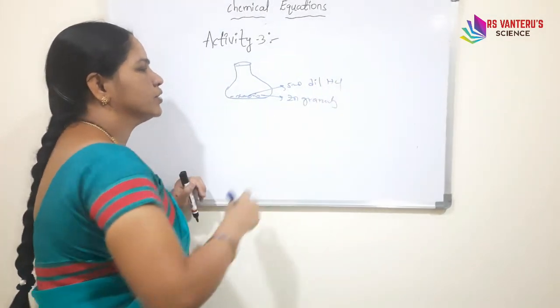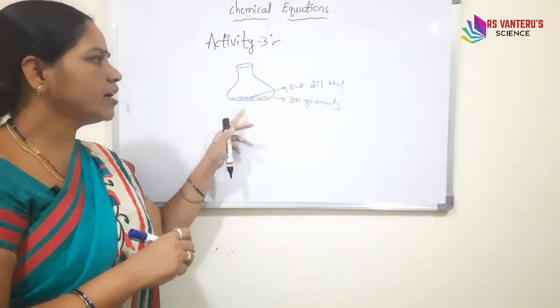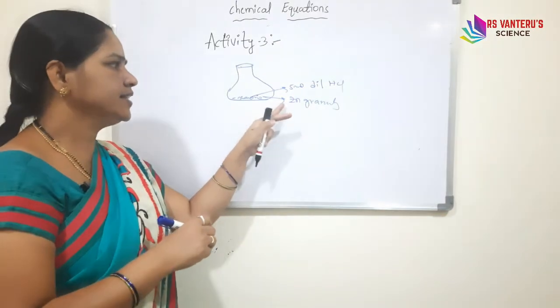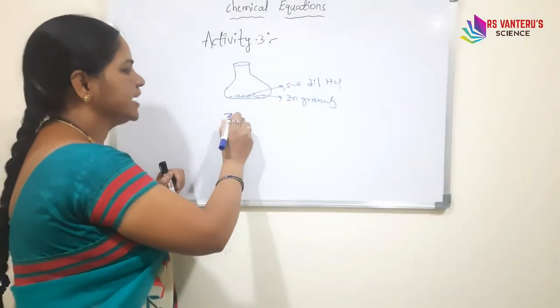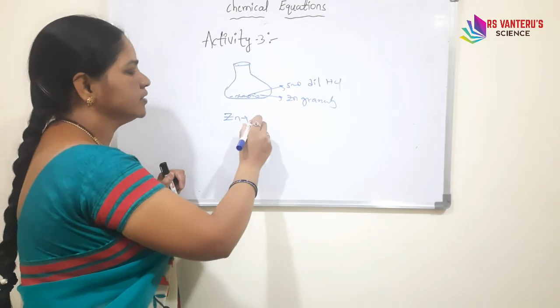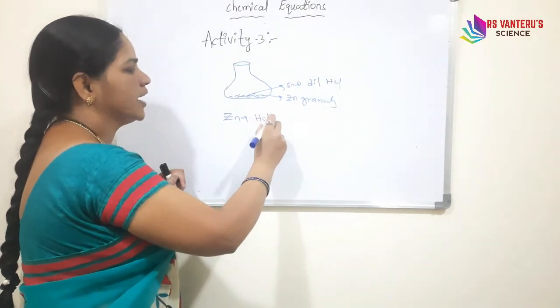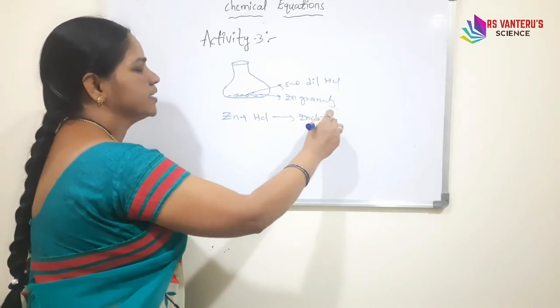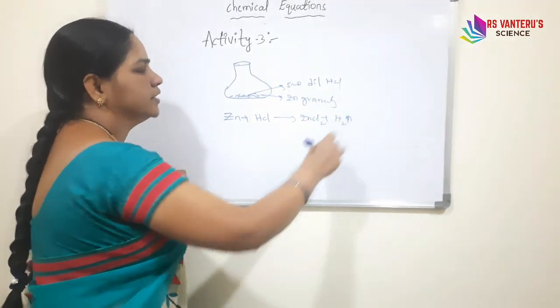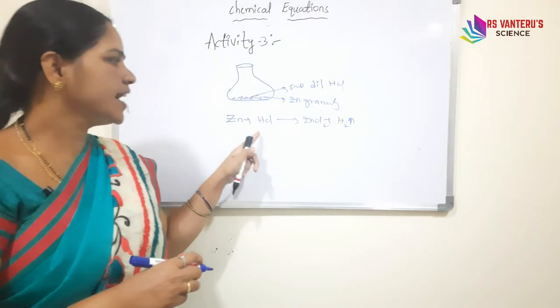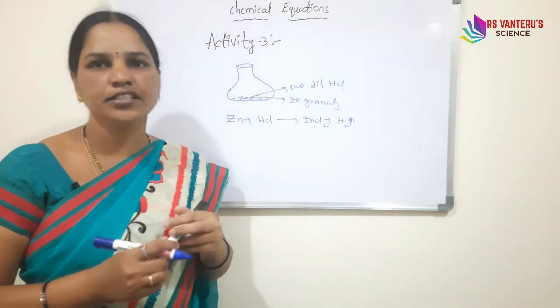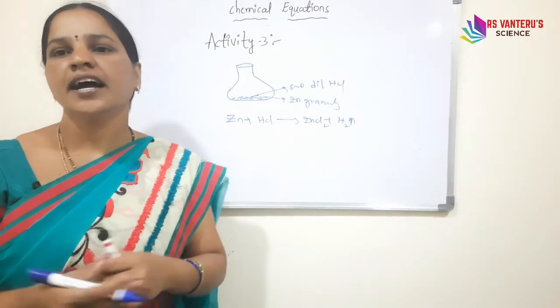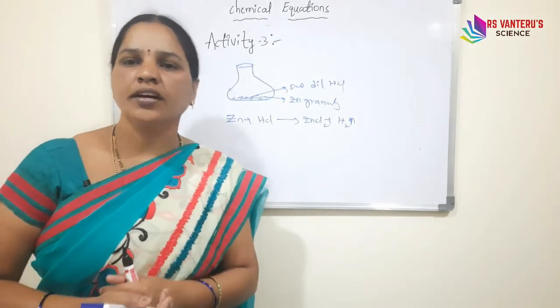What we have to notice here is that zinc granules on reaction with hydrochloric acid give zinc chloride and hydrogen gas. Zinc on reaction with hydrochloric acid gives zinc chloride, and hydrogen gas is also released.